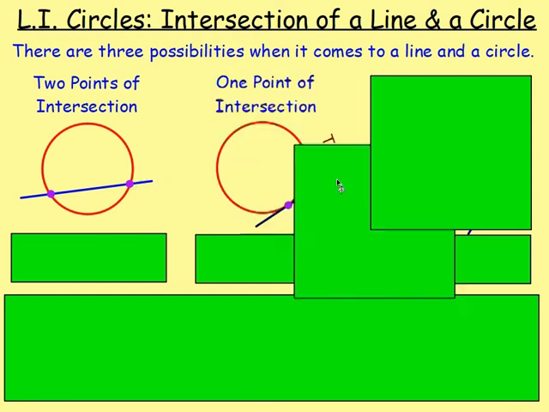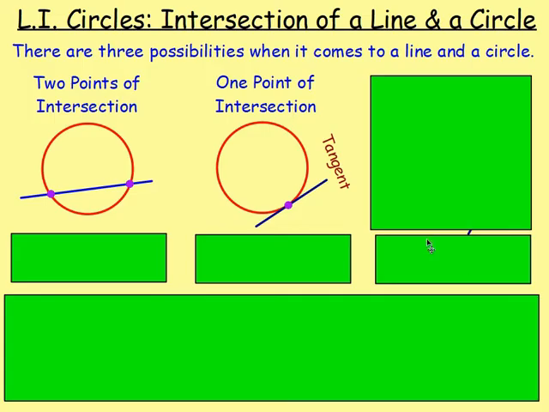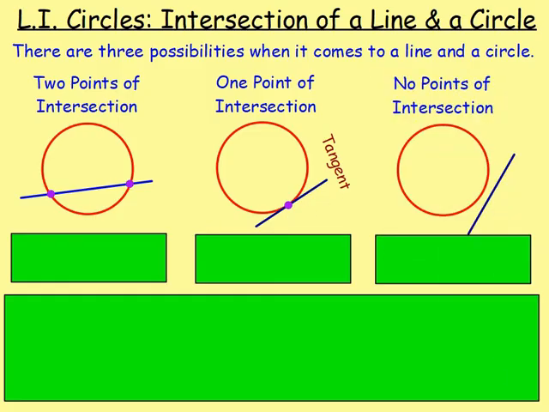You could also have it where it hits the circle in just one place, so there will be 1 point of intersection. Or you could have it looking like this, so there will be no points of intersection.